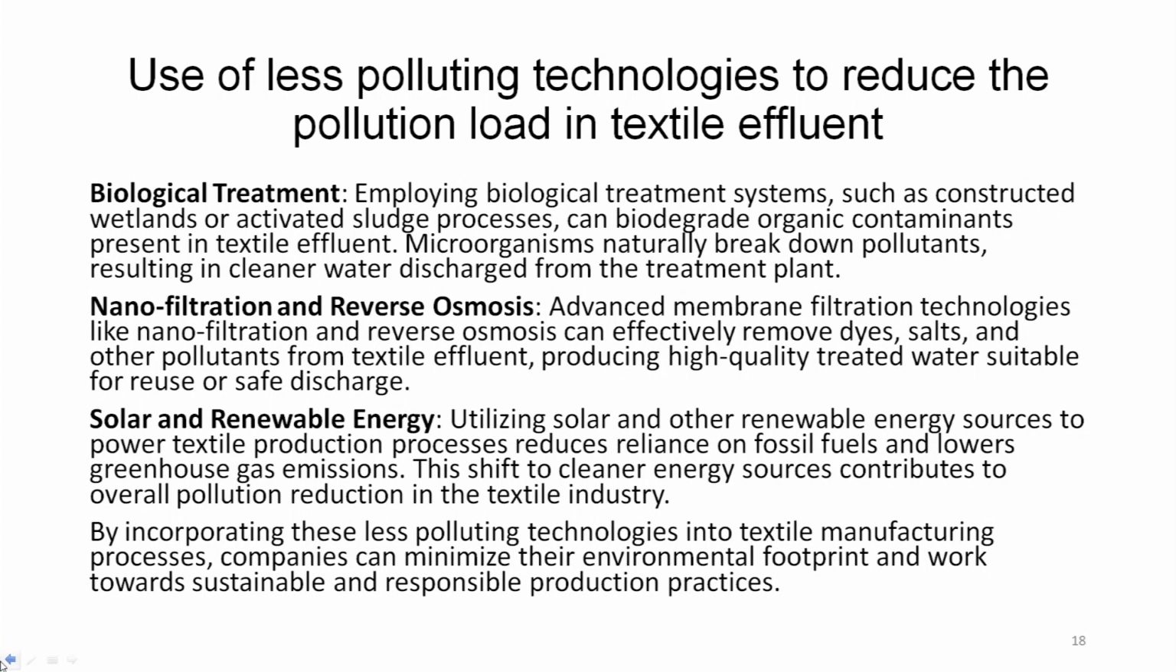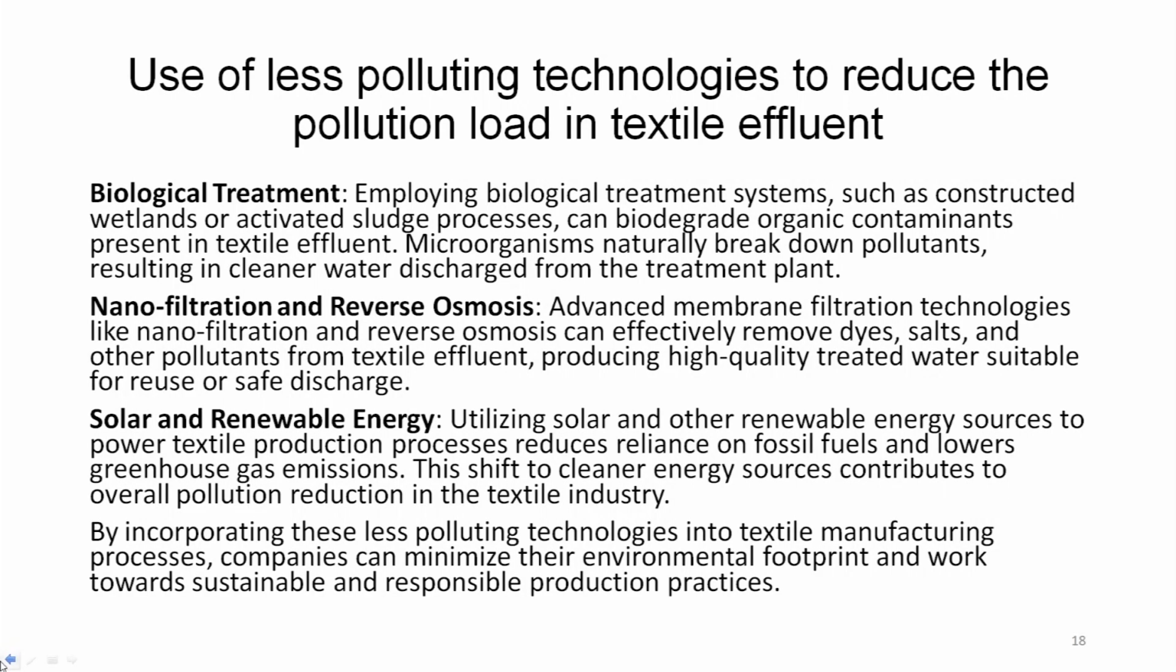Biological treatment. Employing biological treatment systems such as constructed wetlands or activated sludge processes can biodegrade organic contaminants present in the textile effluent. Microorganisms naturally break down pollutants, resulting in clean water discharge from the treatment plant, and this we have done in great detail. So, we know that biological systems are one very eco-friendly technology which can definitely reduce the pollution load.